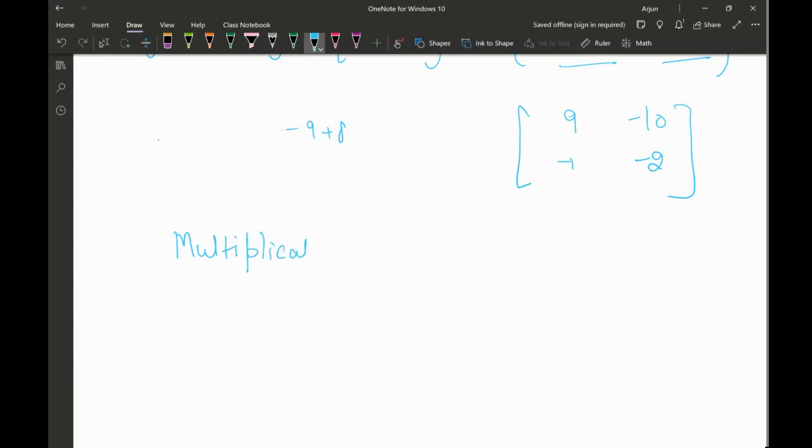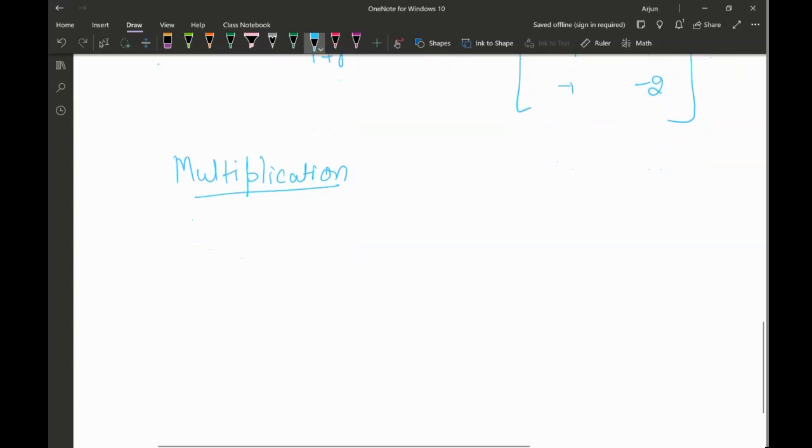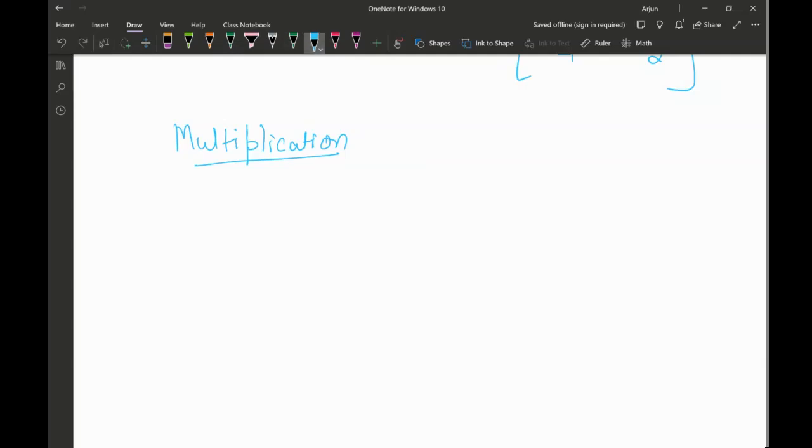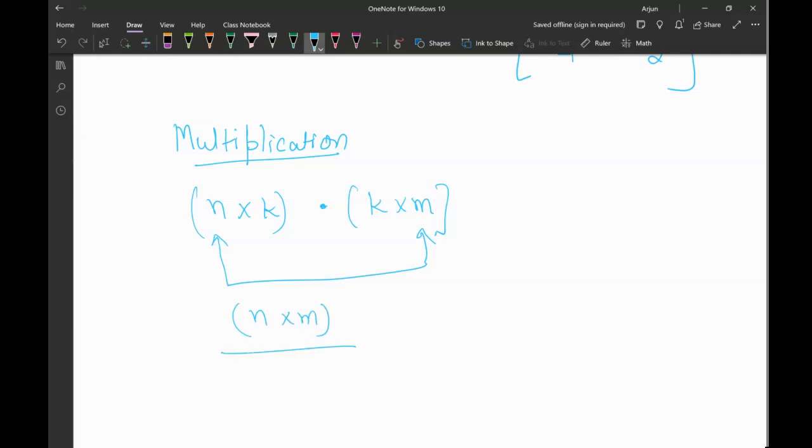Multiplication of two matrices. When we talk about the multiplication of two matrices, we need to remember one of the formulas: n times k, if this is one matrix, and I'm multiplying it with k times m, then the final product will be equal to n times m.